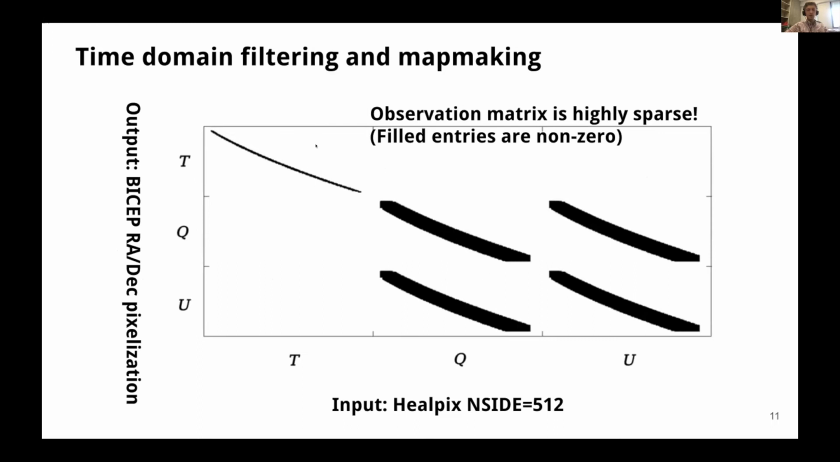Here's a quick view of what this observation matrix looks like. I'm not going to dwell on this because I'm probably running late, but it is basically this very sparse matrix, where the x-axis would be some input HEALPix map, and it projects that into the BICEP pixelization, and also includes all the filtering and so on. The fact that these QU bands are quite a bit thicker, less sparse in that polarization direction, is a direct consequence of the temperature to polarization leakage deprojection filter that I was mentioning.